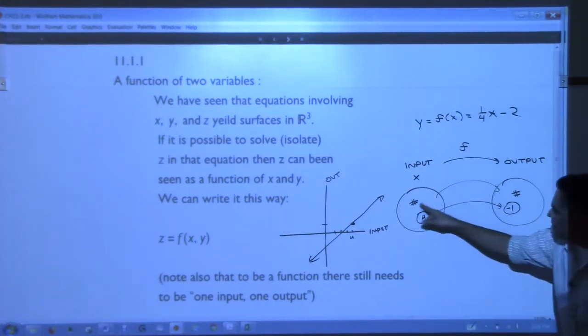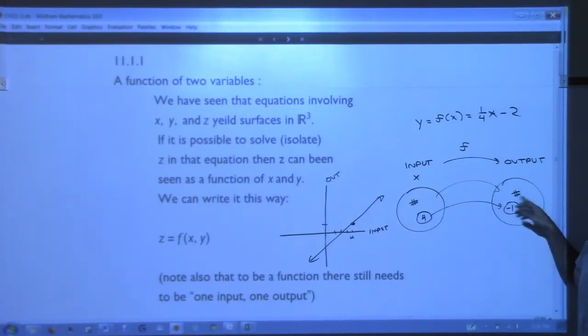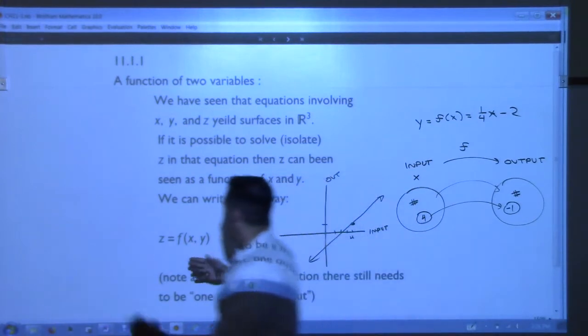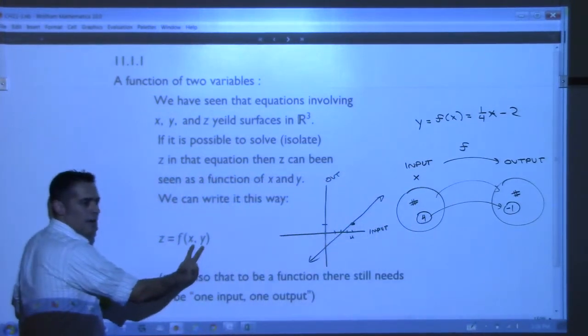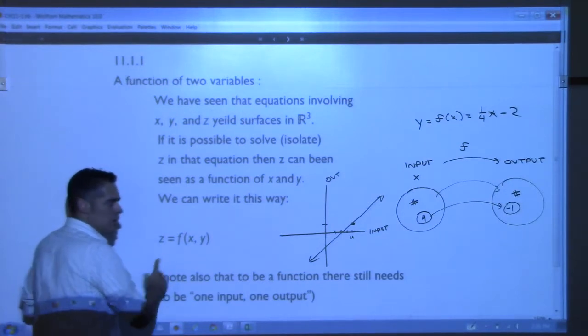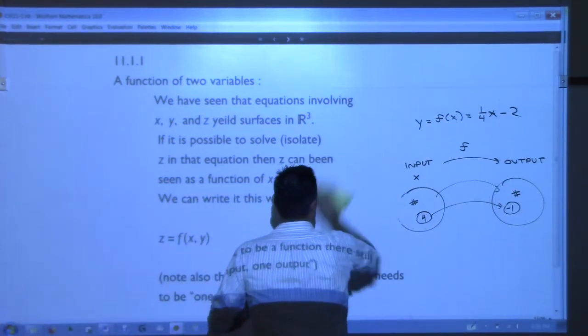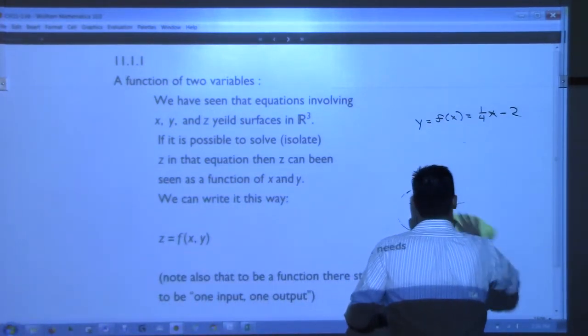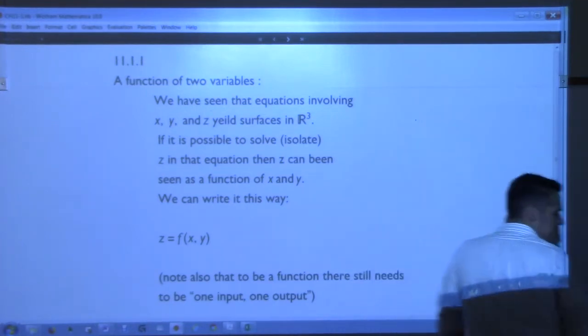But we said number in, number out. When we look at this, we have two numbers going in, right? And one number coming out. So what's that mean?